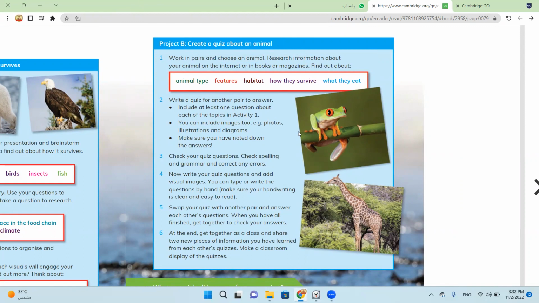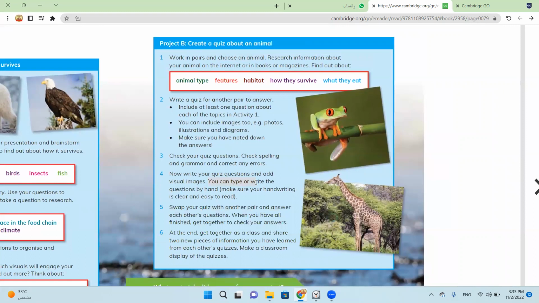You can include images too, like this. Make sure you have noted down the answers. Number 3, check your quiz questions. Check spelling, grammar, correct any errors. Now write the quiz questions and add visual images. It's very important to add images. You can type or write questions by hand. Make sure your handwriting is clear and easy to read, of course. So your handwriting has to be good to write these questions and also put some pictures.